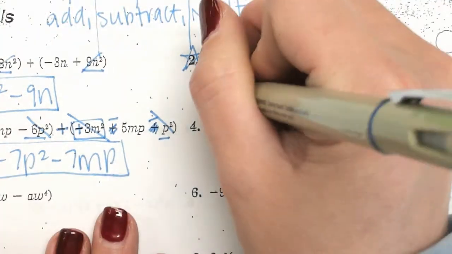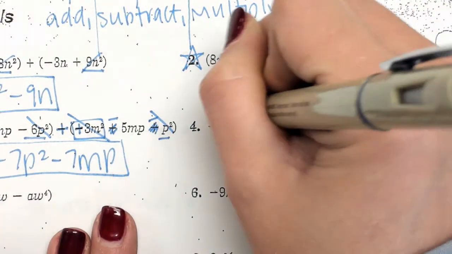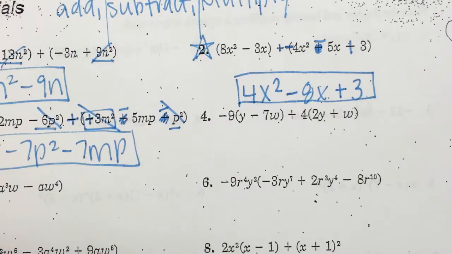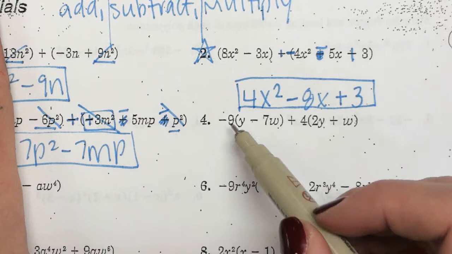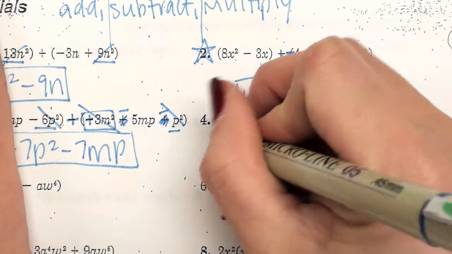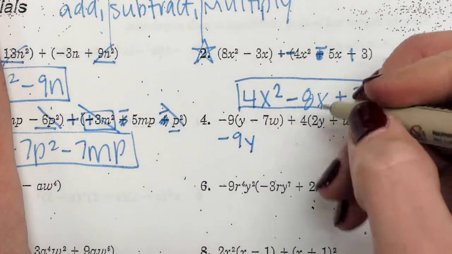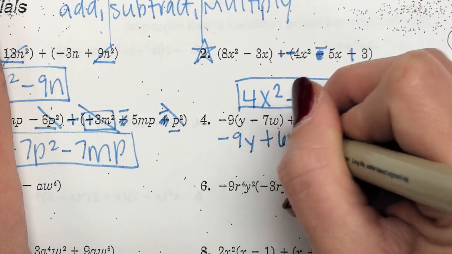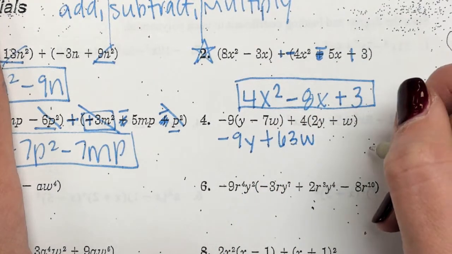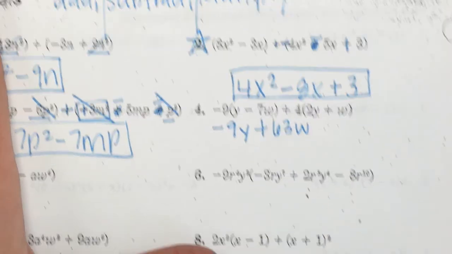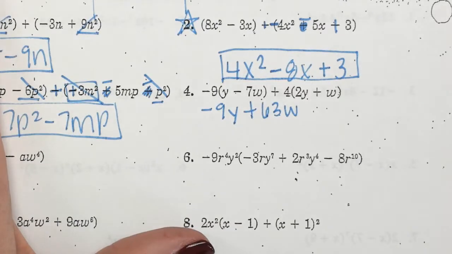Okay. Next one we're going to do is number 4 together. So tell me the first thing we have to do here. Multiply. Distribute. Good. So here, keep going. Good. Go ahead. You know how you say you switch the sign in the middle? That's if we're subtracting.